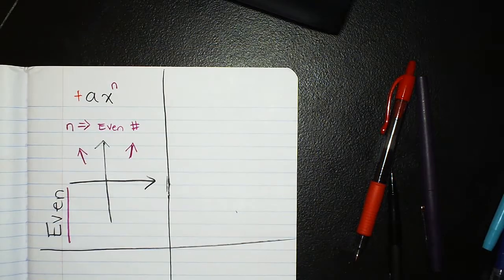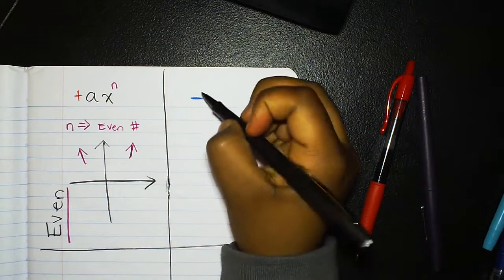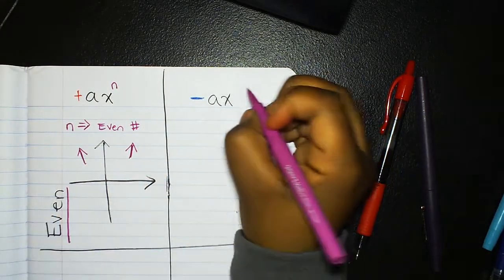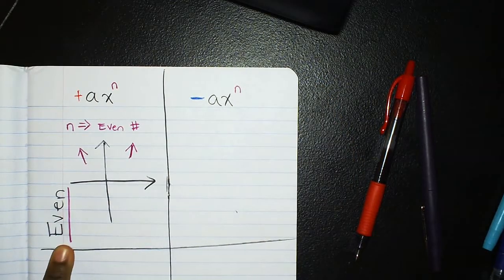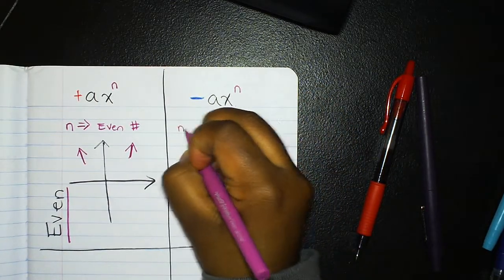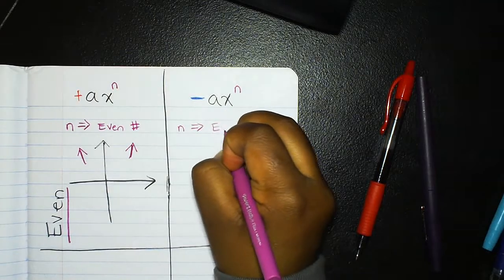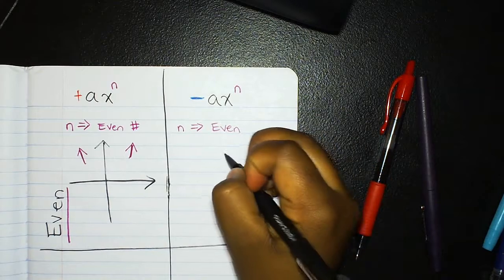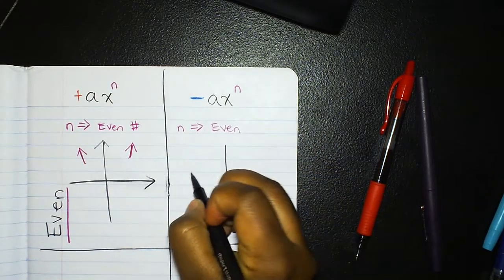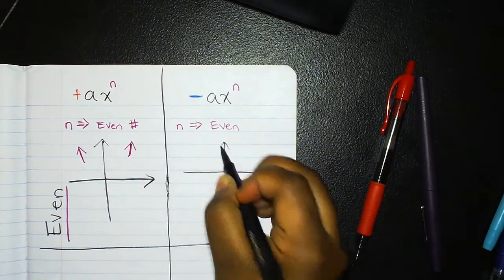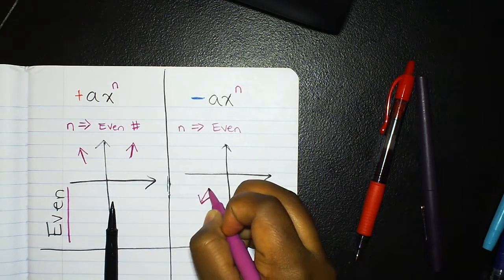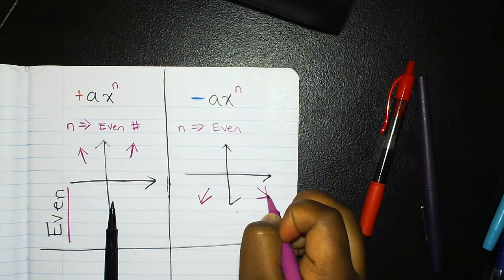Let's talk about if it is negative. So let's say I have a negative a x to the power of n. We're still even, so that means n is still an even number. But my leading coefficient is negative. So my graph will be in the down position. It will start down and end down.